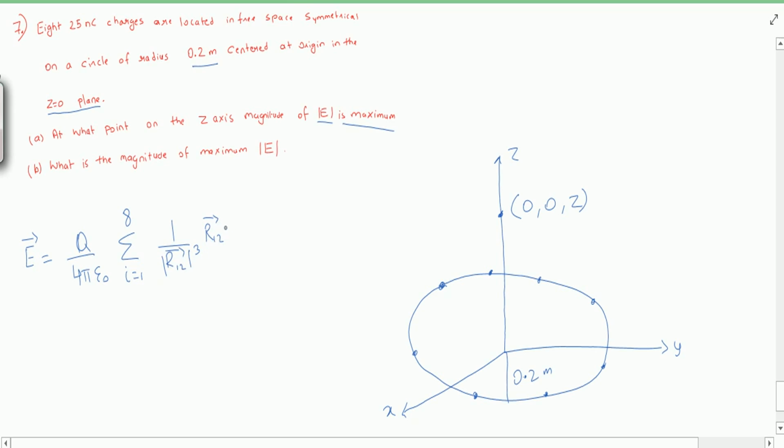As the charges are placed symmetrically, this distance will be the same for all the charges, and they will have one component in z and one component in rho direction, as you have seen for a circular pattern. Because if I take this charge and the electric field due to this in this direction, it will have one component in the z direction and one in the rho direction.